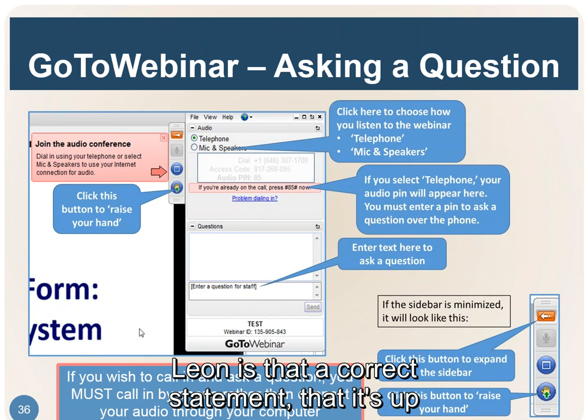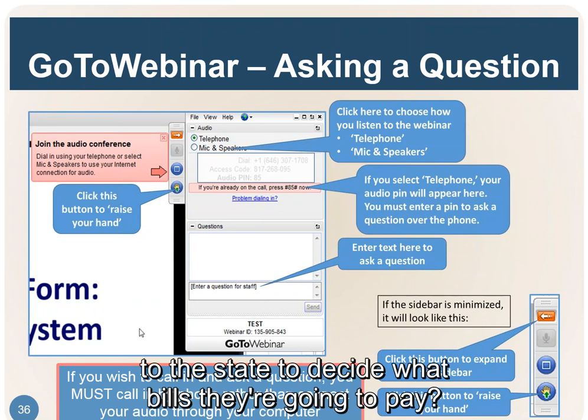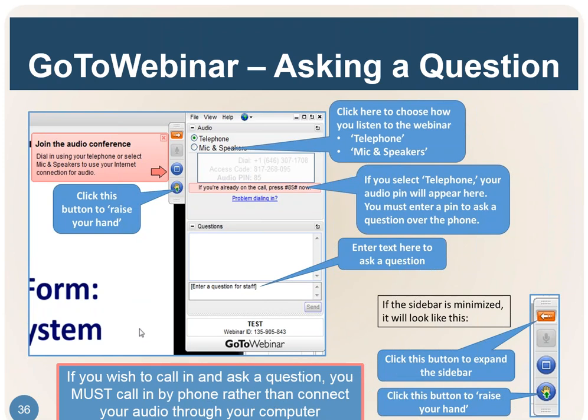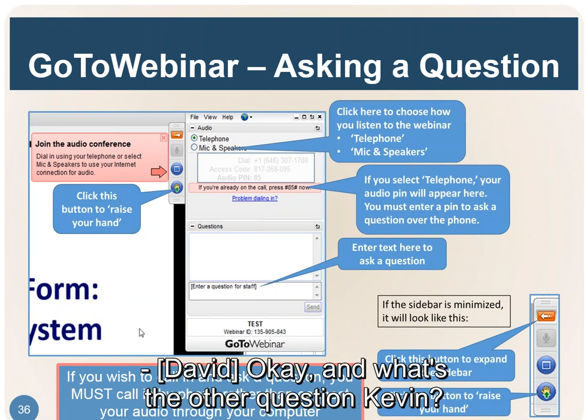Leon, is that a correct statement that it's up to the state to decide what bills they're going to pay? I think we may have lost Leon. Yeah, David, okay. It looks like Leon had to jump off the call. Okay. And what's the other question, Kevin?